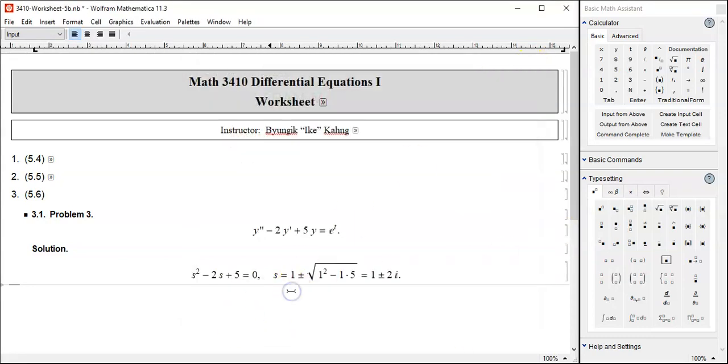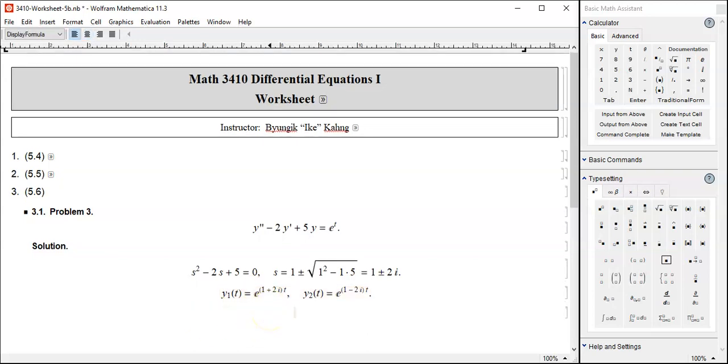Excuse me. Let's do this again. s is equal to 1 plus or minus 2i, so y1 of t is equal to e^(1t + 2it), and y2 of t is e^((1 - 2i)t). There you go, those are solutions of the homogeneous equation.